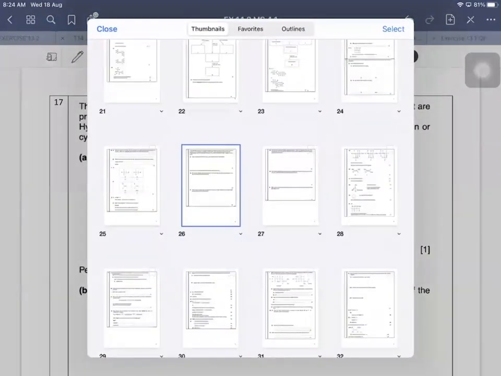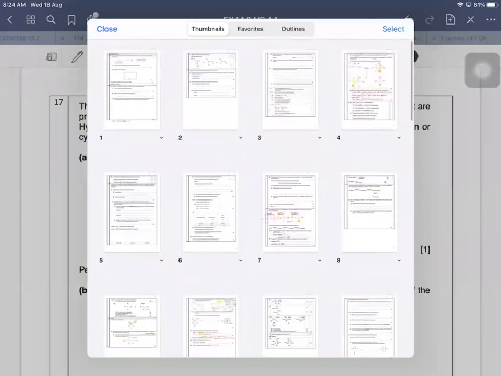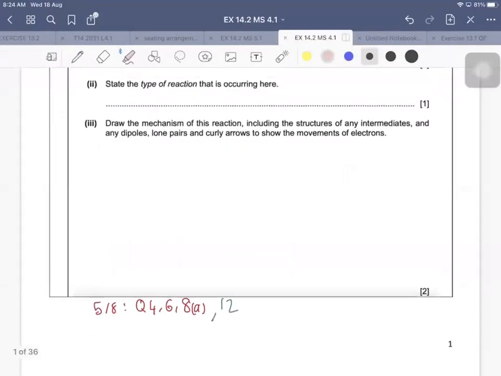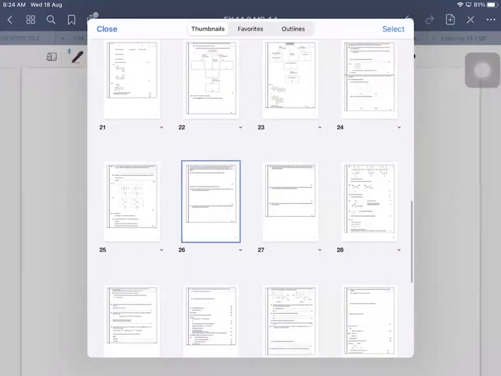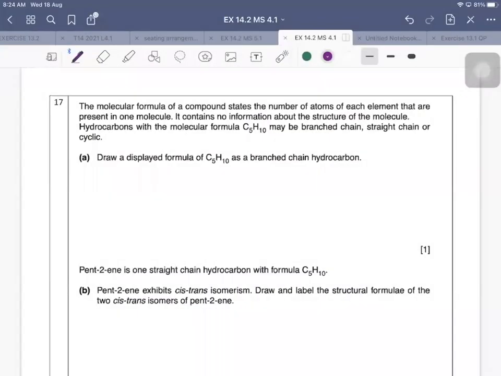So that means I have to add this. Okay, so question 17. The molecular formula of a compound states the number of atoms of each element that are present in one molecule. So that's just a definition. It contains no information about the structure of the molecule. C5H10 may be branch chain, straight chain, or cyclic.